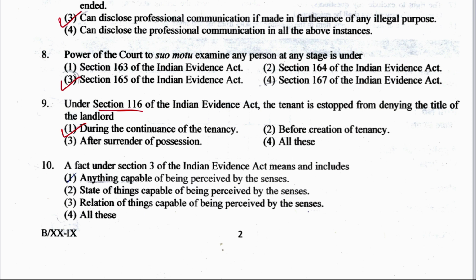A fact under Section 3 of the Indian Evidence Act means and includes anything capable of being perceived by senses. Option 2, state of things capable of being perceived by senses. Option 3, relation of things capable of being perceived by senses. Or option 4, all of the above. The right answer here is option 4, all of the above, because Section 3 of the Indian Evidence Act says that fact means and includes anything, state of things or relation of things capable of being perceived by the senses, or any mental condition of which any person is conscious.